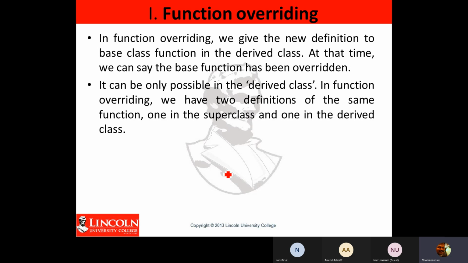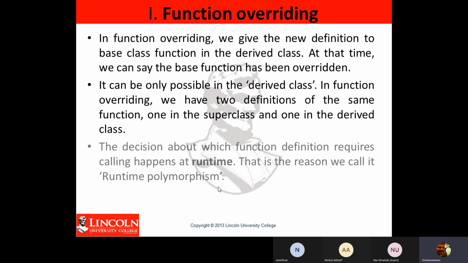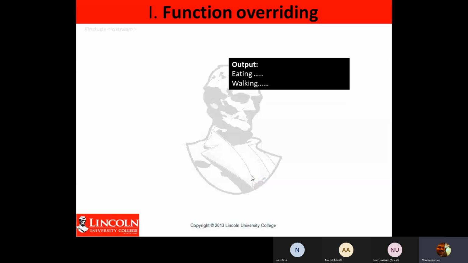In function overriding, we have two definitions of the same function, one in the superclass and another in the derived class. Already you know superclass, subclass. Superclass will be the base class, then subclass will be the derived class. The function definition call happens at runtime, the reason we call it runtime polymorphism.